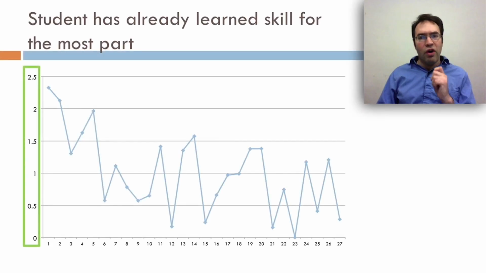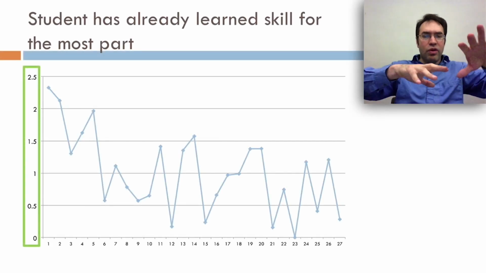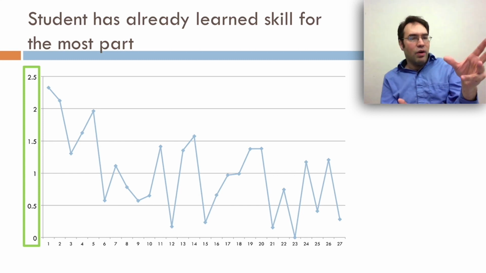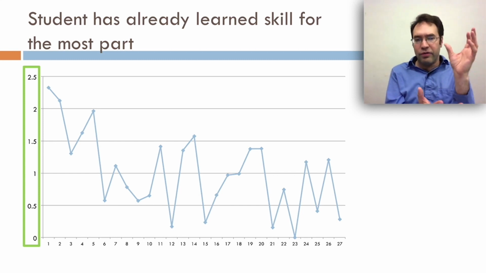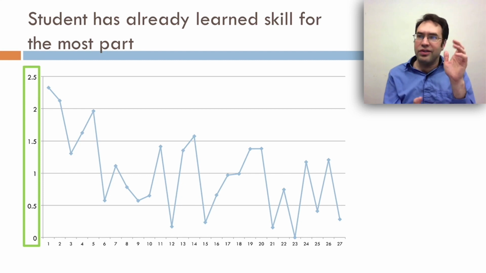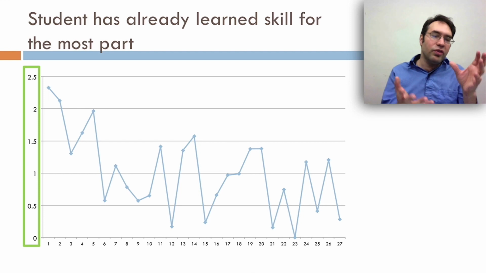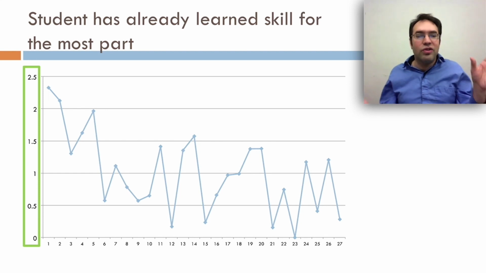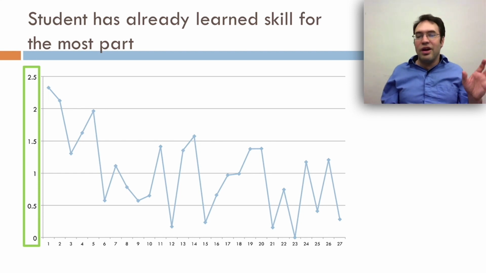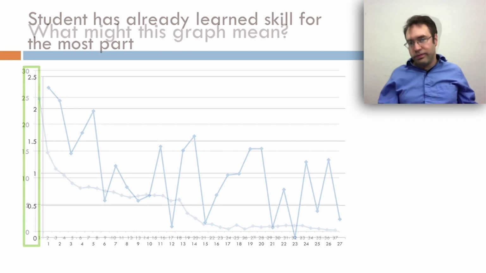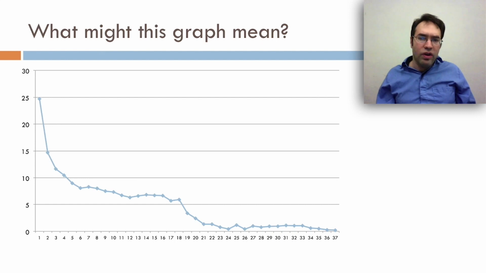What it probably means is that the students already learned the skill for the most part. Even though it's jumping all over the place, if you look at that y-axis, you'll see that, for example, for time, 0 to 2.5 seconds is really fast. So whatever skill this is, the students probably got it. Similarly, if it's error rate, then the student is 0 to 2.5% wrong. Again, probably the students have learned the skill, and what we're seeing is just a compressed scale. How about this graph? What might this graph mean?